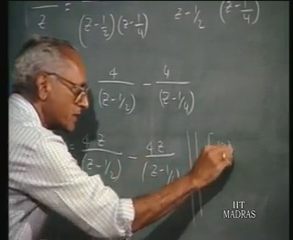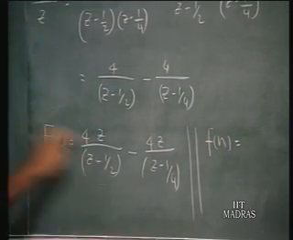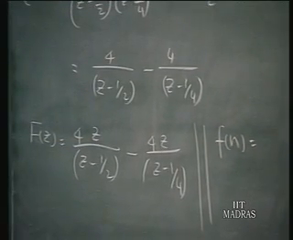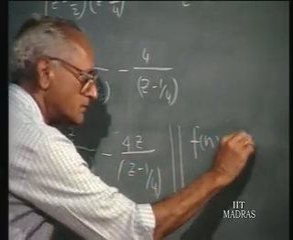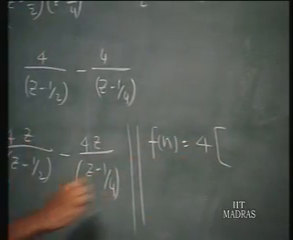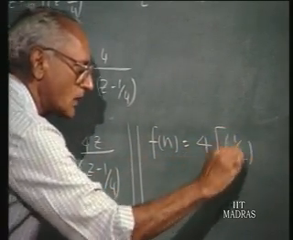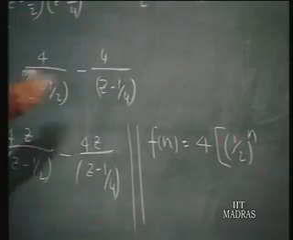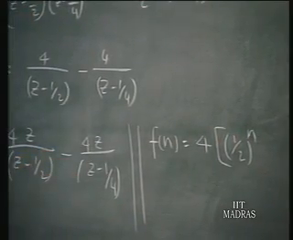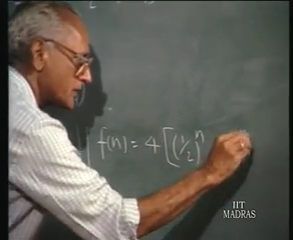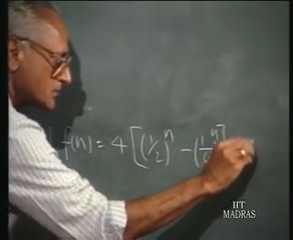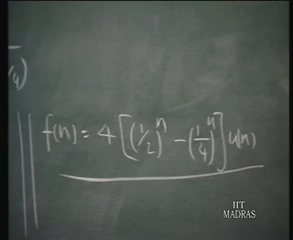So f(n) can be written as: z upon (z minus half) is the z transform of (half) raised to the power of n u(n). Therefore, this is 4, 4 is a common factor right through, (half)^n u(n) will be there, and here it is minus 1/4. Therefore, minus of (1/4) raised to the power of n u(n). So that is your f(n).